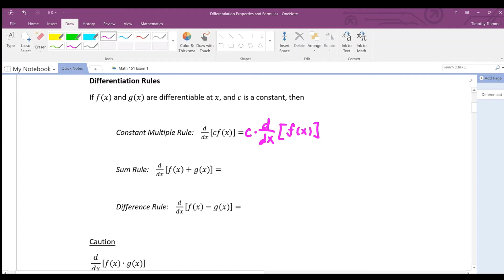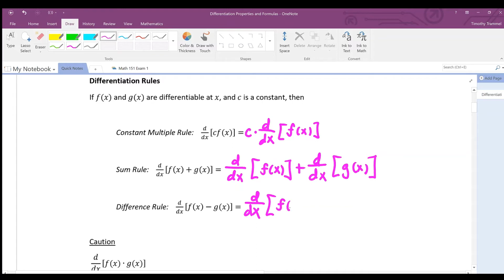Next, if we have a sum, we can split up that sum. We could rewrite this as the derivative with respect to x of f of x plus the derivative with respect to x of g of x. And the same goes for a difference. If I'm trying to differentiate f of x minus g of x, I can just first take the derivative of f of x, and then take the derivative of g of x and just subtract them.